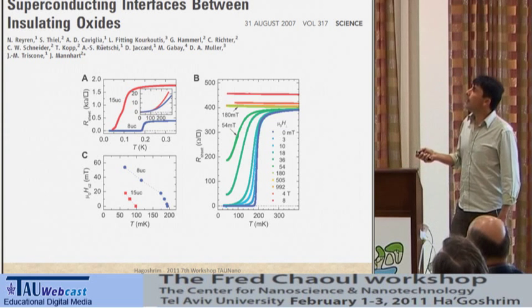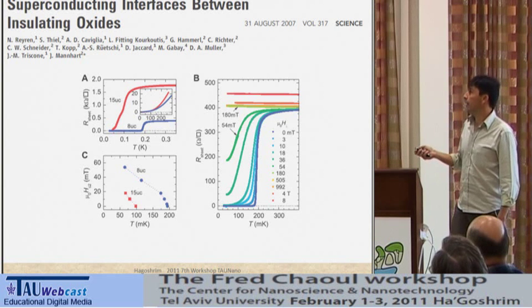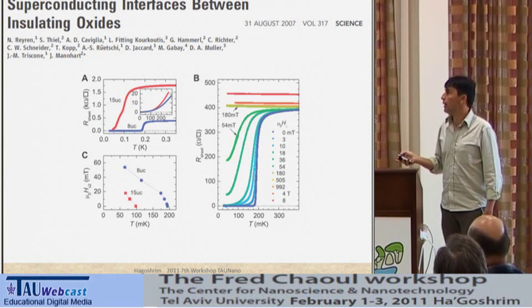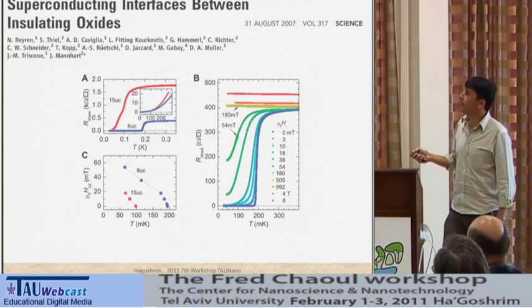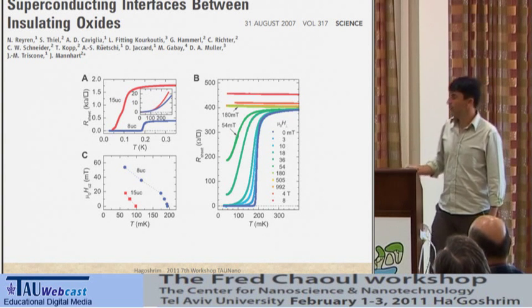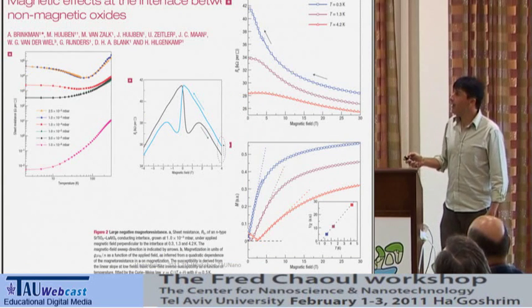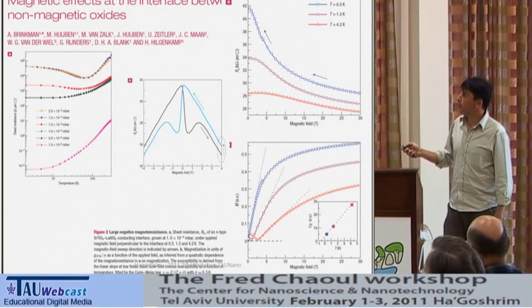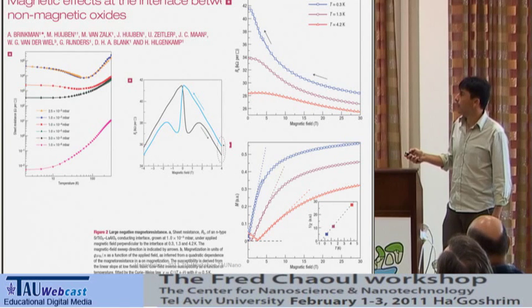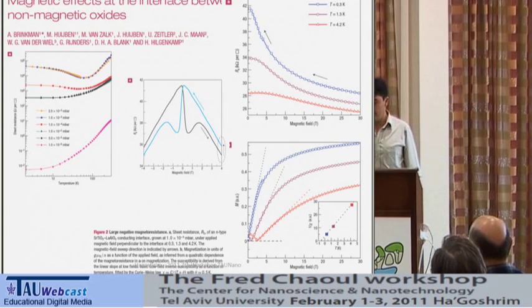It was later found out that this thing is also superconducting, with a TC of about 200 to 300 millikelvin. So this is the transition, this is the magnetic field. And maybe it is also magnetic. Here you see some magnetic hysteresis effects and very large magnetoresistance.